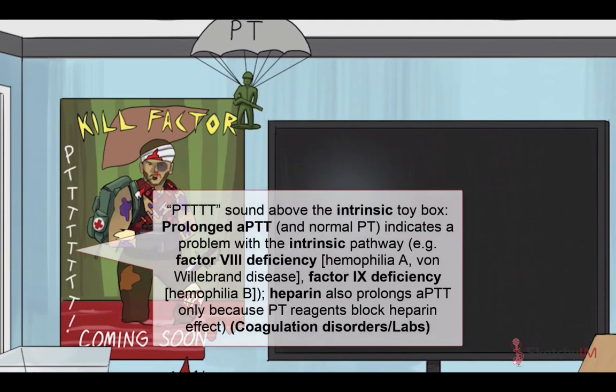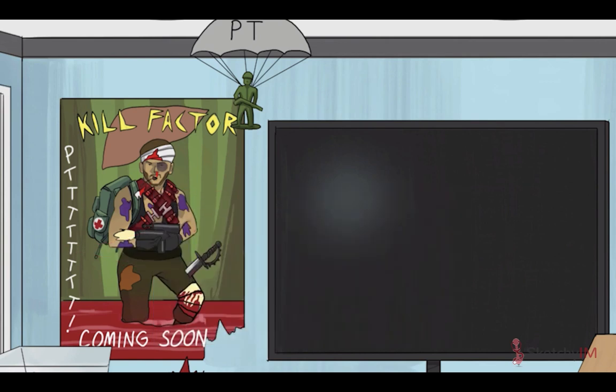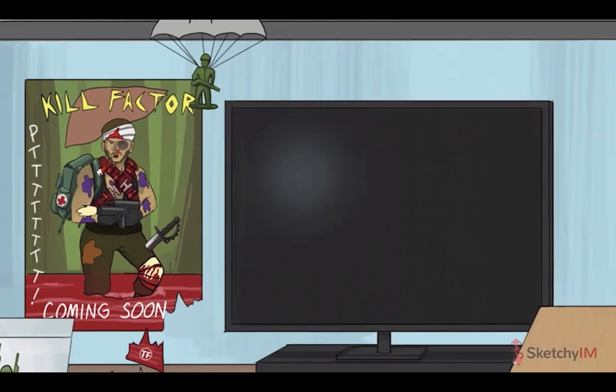A prolonged APTT with a normal PT indicates a problem with the intrinsic pathway. These conditions will be illustrated next to the PTT machine gun noise on the left or intrinsic side of the poster. A prolonged APTT with normal PT is seen in the setting of factor VIII deficiency, as seen in hemophilia A and von Willebrand disease, or factor IX deficiency, as seen in hemophilia B. Heparin also typically prolongs the APTT only. Technically, heparin affects thrombin, part of the common pathway, but most PT reagents contain heparin binding chemicals that block its effects.